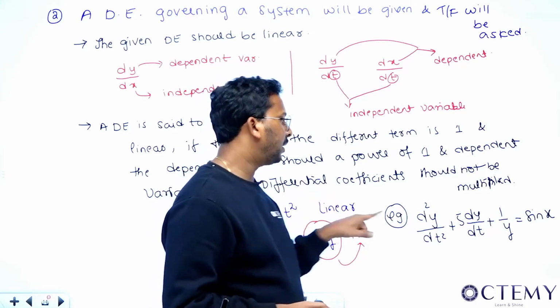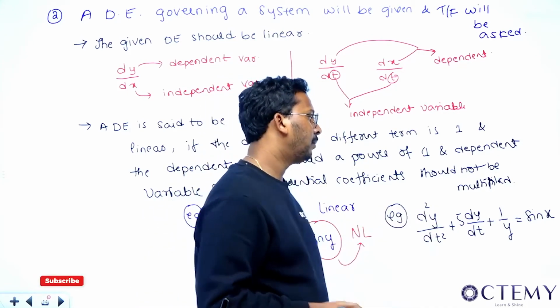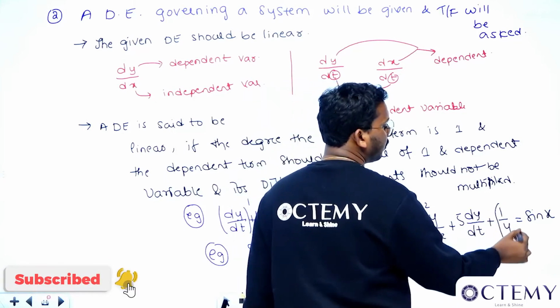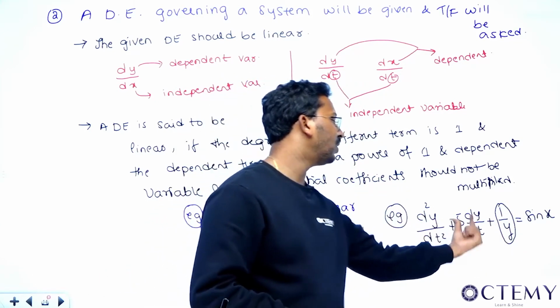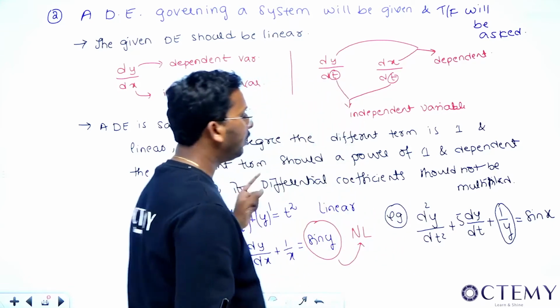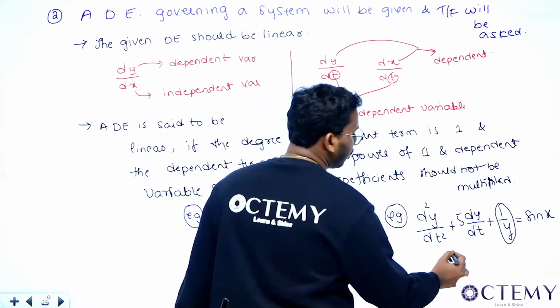Here, what are dependent and independent? Y is dependent, t is independent, but the power of y is coming as minus 1, that is 1 by y. When you take LCM, it will get multiplied with this term. Whenever multiplication comes, we know that multiplication is not a linear operator, so this is also non-linear.